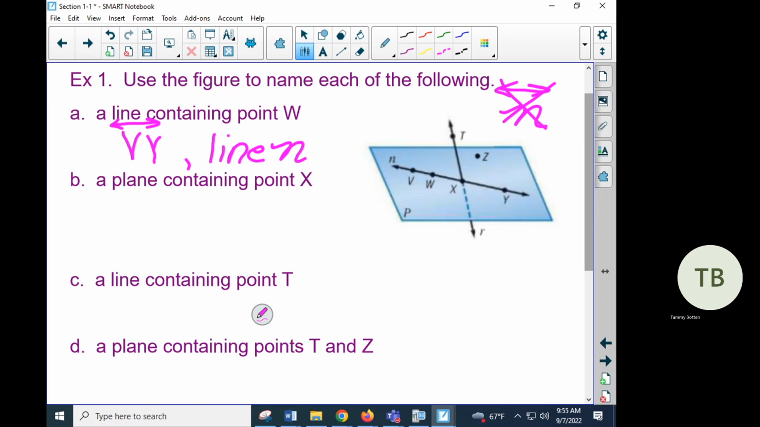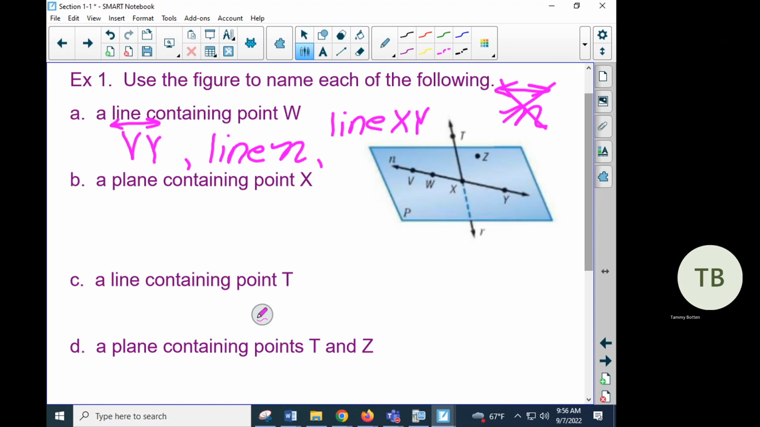Okay, so do you guys understand with these four letters, I can do any two in any order, and I can either do the line above it, or I could say line, maybe XY. Everybody okay with that? Okay.